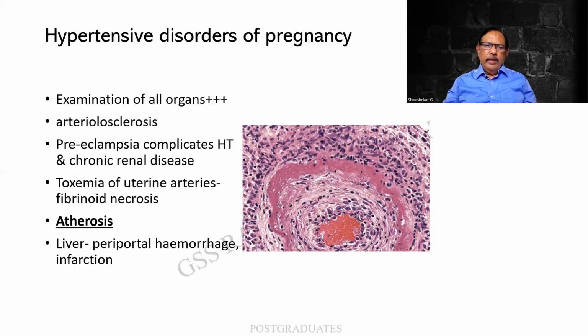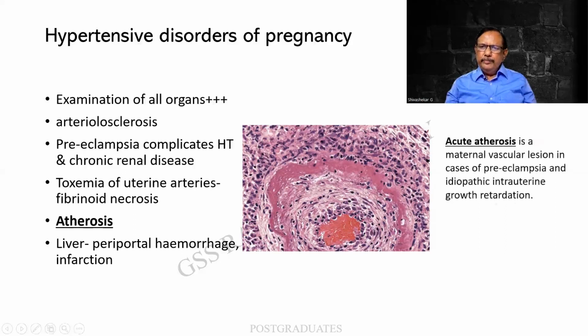There can be fibrinoid necrosis of the blood vessels, as you people are seeing over here. In the media, there is a homogeneous eosinophilic material. Another term is atherosis. We shall see what it is. And in the liver, there can be periportal hemorrhage. So, what are all the various organs? What can be the changes in a case of hypertension? And what is this atherosis?